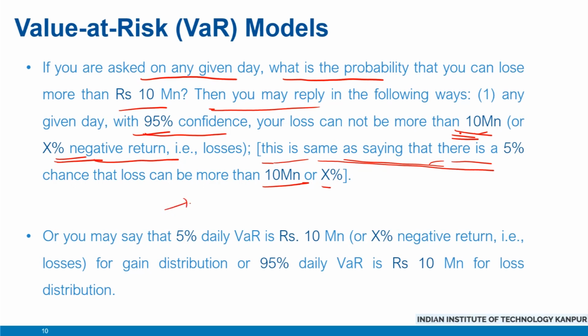And therefore, we may express our VaR value in two ways. We can say that when we are looking at gains distribution, then we are looking at left tail for losses. Then we may say that 5% daily VaR is some loss amount like 10 million, or X% negative return, that is losses. Or if you're looking at loss distribution, then you may say that I'm looking at right tail, and then we can say that 95% daily VaR is 10 million, or the maximum amount that I would lose with 95% confidence.